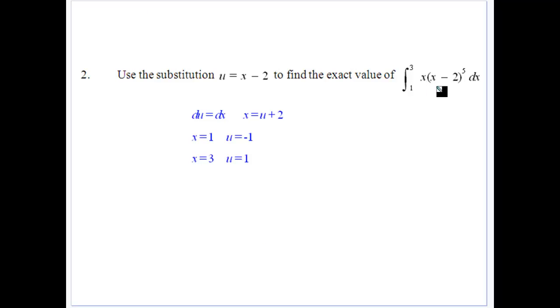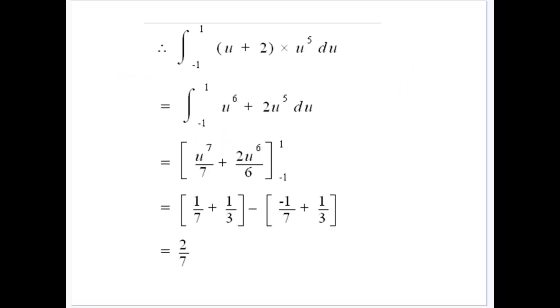Here's one where we've got x times the x minus 2 to the power of 5. And so let's do a substitution of u equals x minus 2 in there. So du will be equal to dx, and x is equal to u plus 2. We've got a definite integral, so do our substitutions for 1 and 3, and we get minus 1 to 1.